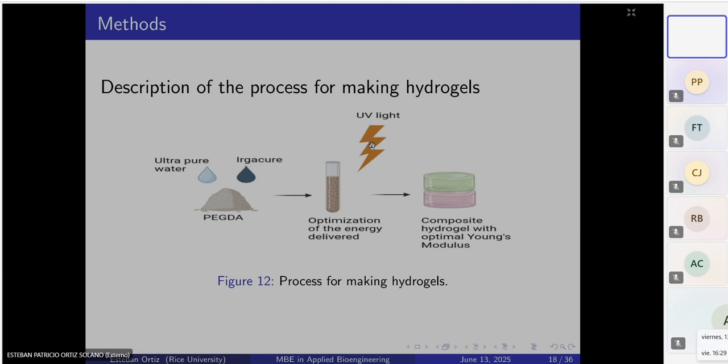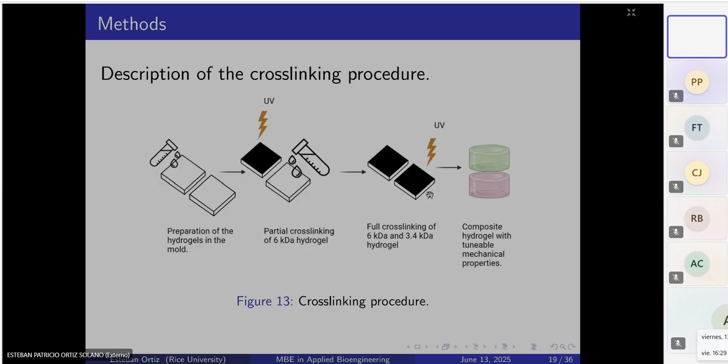Someone who is familiar with chemistry or something biological maybe has this kind of machine for making ultrapure water. So you mix it in a tube, and after that you apply UV light. You apply this UV lamp to the tube, which is inside of the machine, and you create a composite hydrogel with a specific Young's modulus. Remember that the Young's modulus is how soft or stiff the material is. That's the general process.